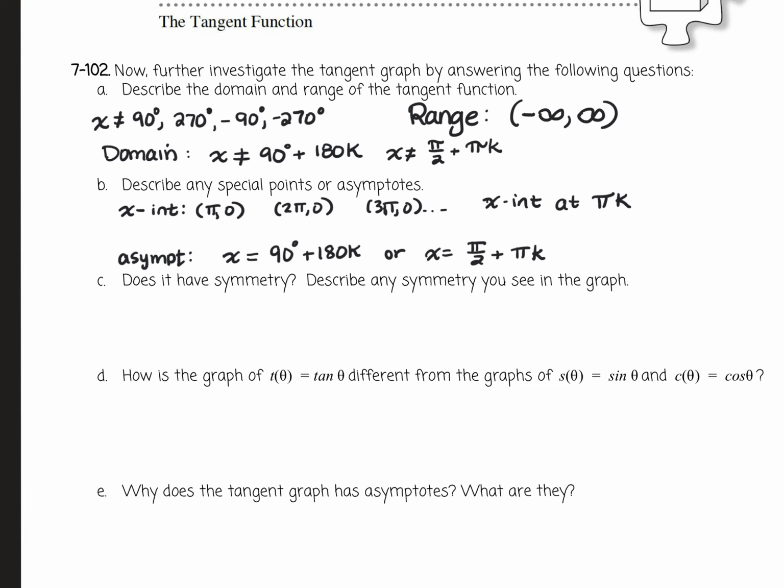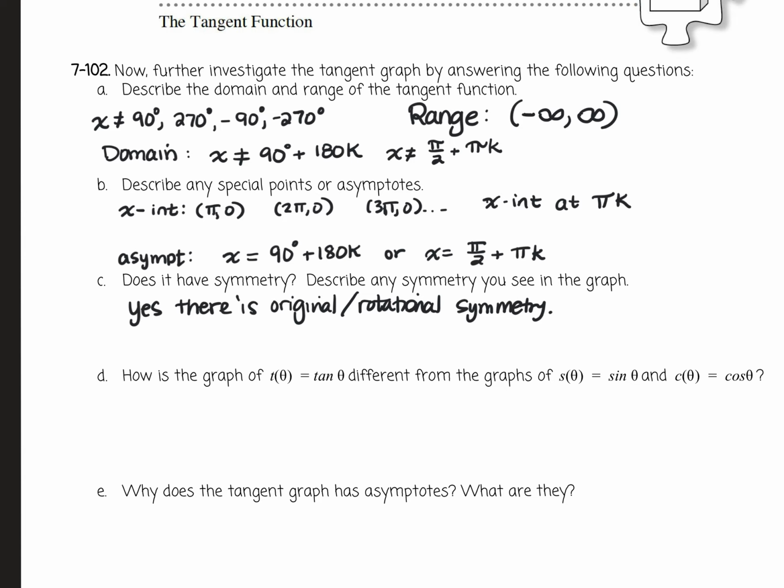Is there symmetry? Yeah, there's definitely some symmetry there. It's called origin symmetry or rotational symmetry. So I would say yes, there is origin or rotational symmetry, depending on how you want to write it. And you could be a little more descriptive there. Each of those individual curves has symmetry, but it's rotational. It's not just a reflection over the x-axis or a reflection over the y-axis.